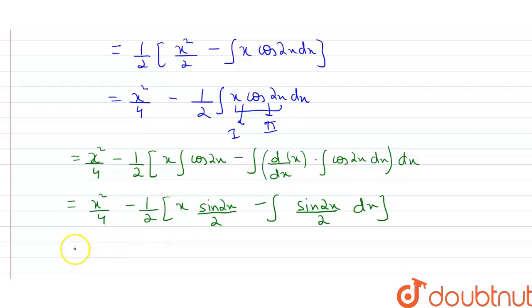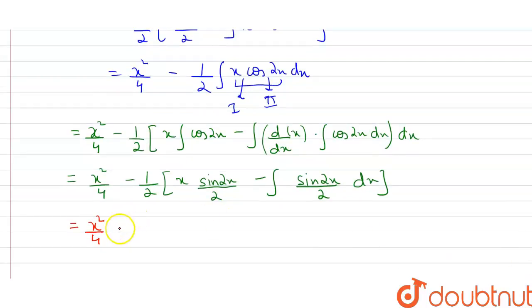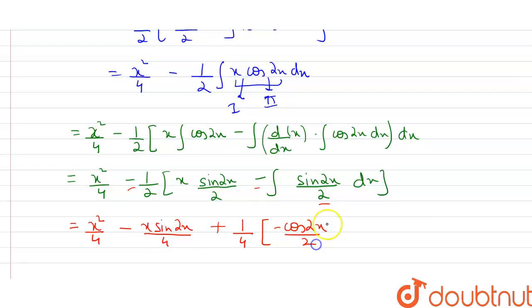Now it is equal to x square upon 4. If we multiply 1 by 2 inside the bracket, it is minus x sine 2x upon 4. This minus and this minus is plus, it is 1 by 2 and this 2 will also come out, so it is 1 upon 4. And the integration of sine 2x is minus cos 2x upon 2 plus c.